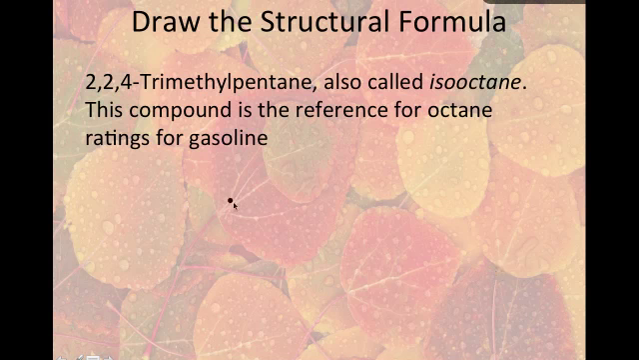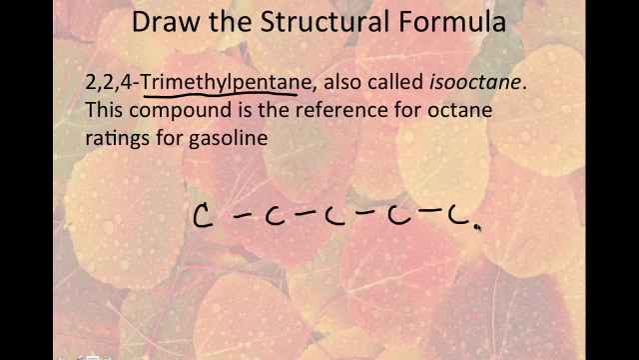We could have isooctane, which is the compound that they use for octane ratings in your gasoline. You know, the 85% octane or whatever. It's isooctane. But its scientific name is trimethylpentane. So let's draw our pentane. So we need 5 carbons, and it's 2,2,4. So that means I have 2 methyls on the second carbon. Then on the 4th carbon, I have 1 more methyl group.